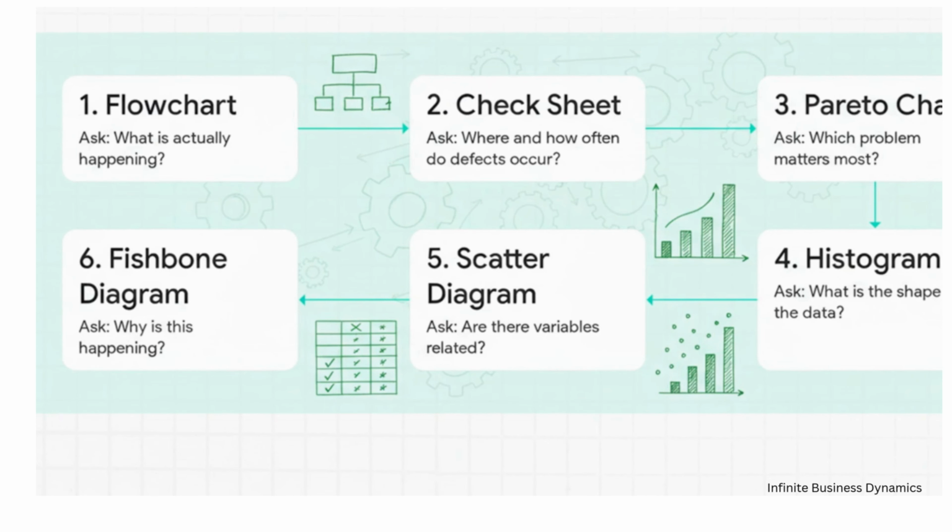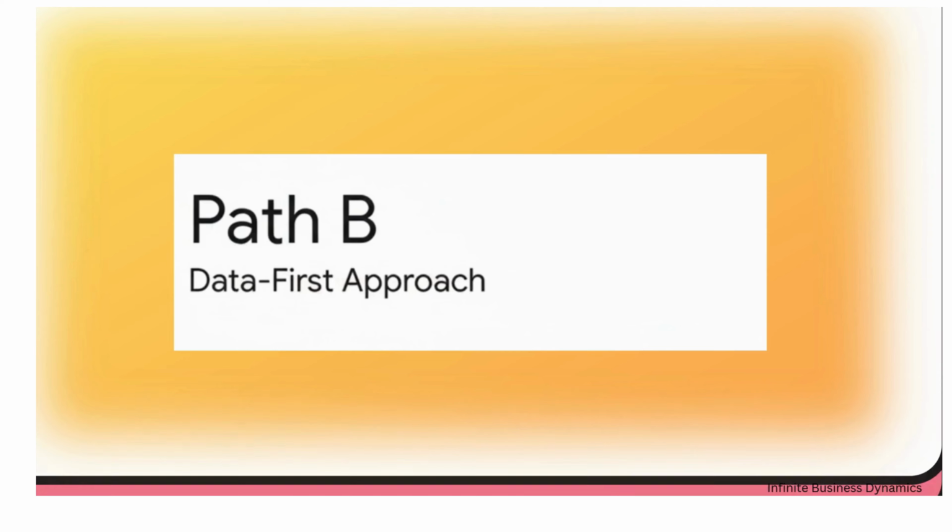You kick things off with a flowchart to answer what is actually happening. As soon as you can see the process, you use a check sheet to ask, okay, where in this flow are things going wrong? That check sheet gives you data, which you then pop into a Pareto chart to ask, all right, which of these problems is the biggest one? You see how the answer from one tool leads you directly to the next question and the next tool, all the way down to the root cause?